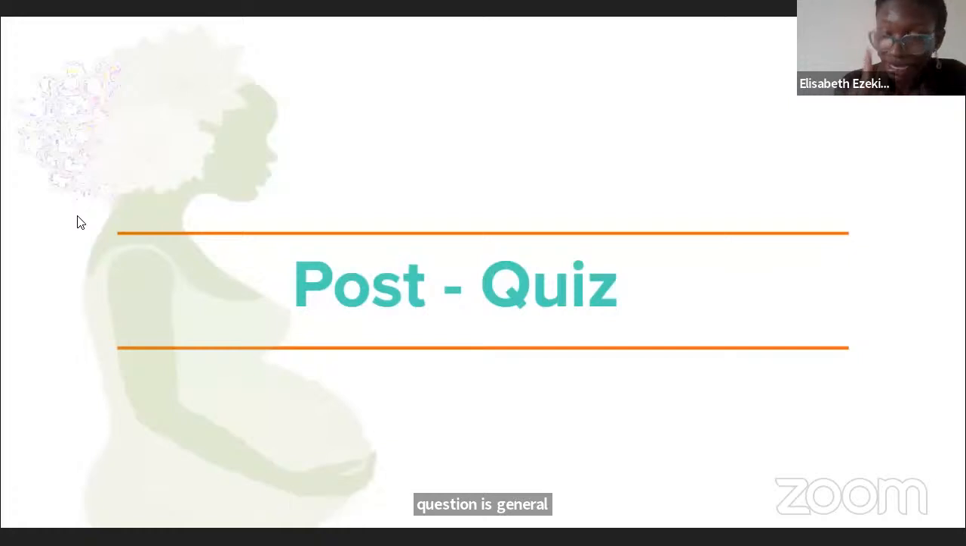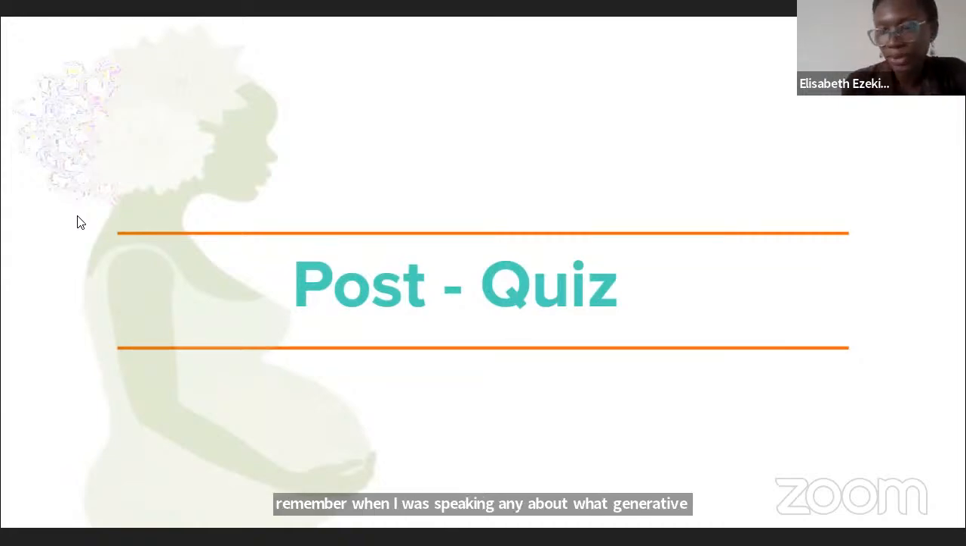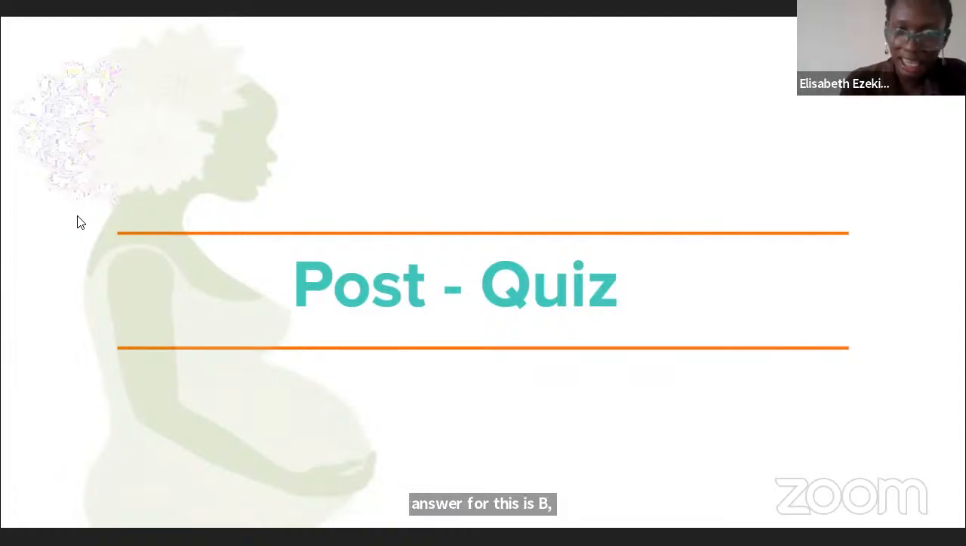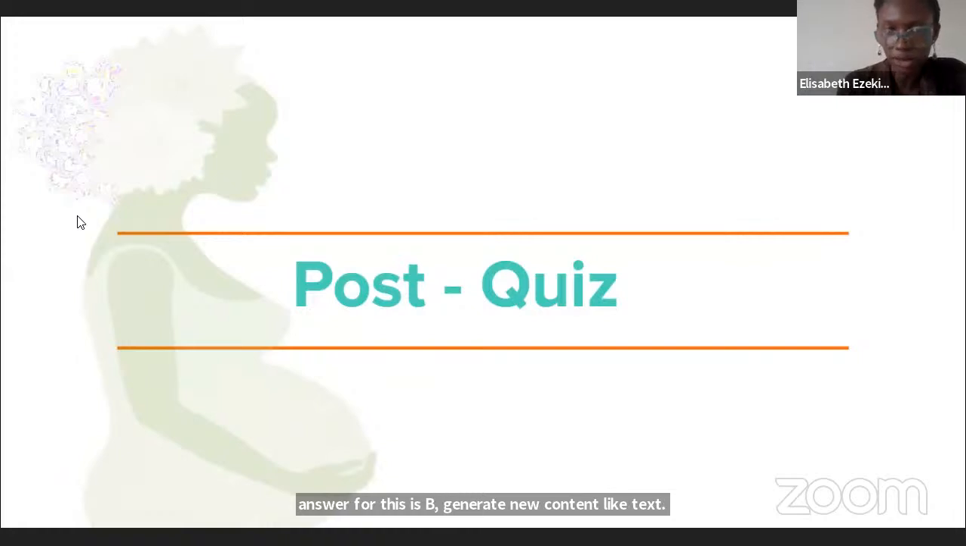It can A, only create text-based content, B, create new content like text, images, video, and music from user prompts, C, generate, and D, predict the stock market accurately. If you remember when I was speaking earlier about what generative AI is, I mentioned that just like the name implies, it can generate new content like text, images, sound, video, music, the training data set it was exposed to. So the correct answer for this is B, generate new content like text, images, video, and music from user prompts.